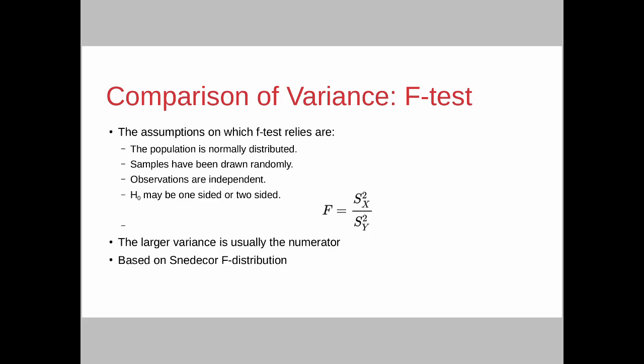Now, we have the comparison of variance, which is the F-test. When you talk about variance, it's basically how spread apart your data is. For example, if you remember the bell curve in statistics, the normal distribution, the variance tells whether your curve is skinny or flat. So basically, that's a measure of how precise your sampling is.